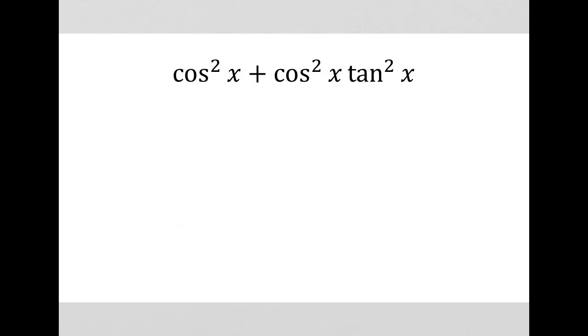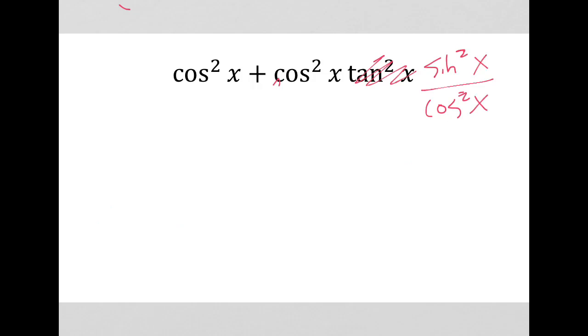Cosine squared x plus cosine squared x tan squared x. Well, typically when you have two things multiplied together, it's a good idea to write them out in terms of their identity. So think of the quotient identity for tangent. We know tan is sine over cosine, so I can replace this tan with sine squared x over cosine squared x. Sorry, we're dealing with x's, not thetas, so I should stay consistent there and call those x's.